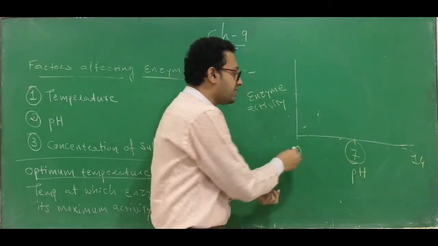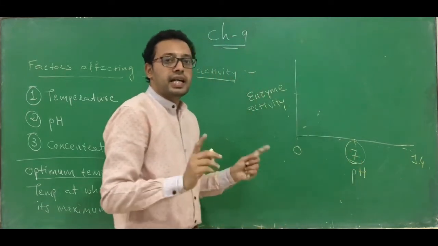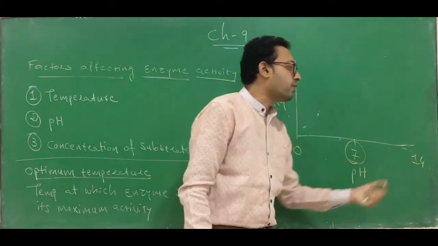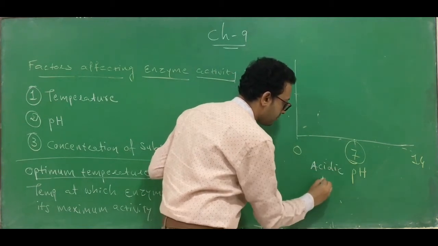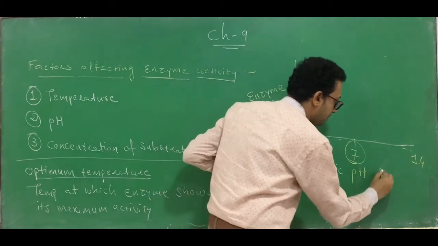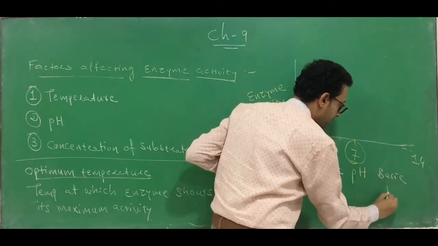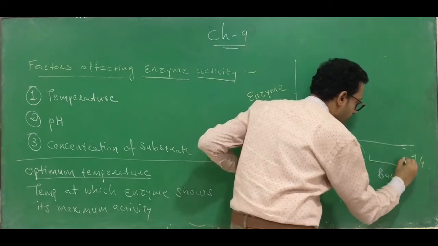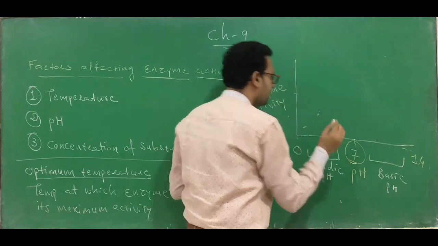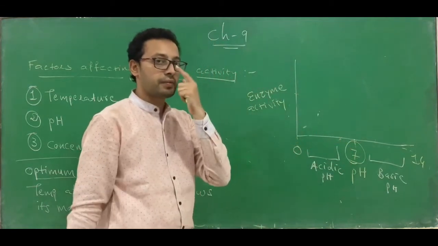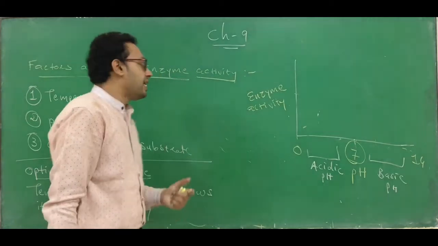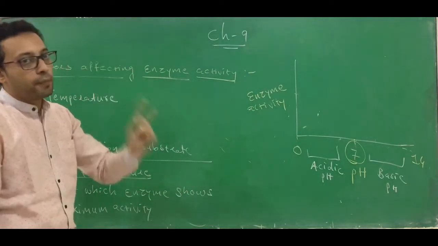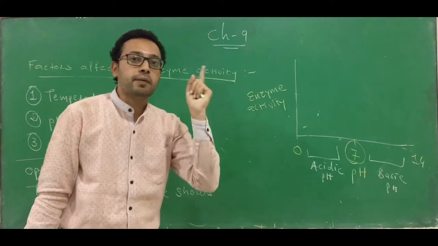The pH between 0 to 7 is called acidic. The pH between 7 to 14 is considered basic. So this is an acidic pH, and this one is a basic pH. Okay, this is the range for basic pH, this is the range for acidic pH, and 7 is neutral. Now, similarly, like temperature, the enzyme also shows its optimum activity at optimum pH.